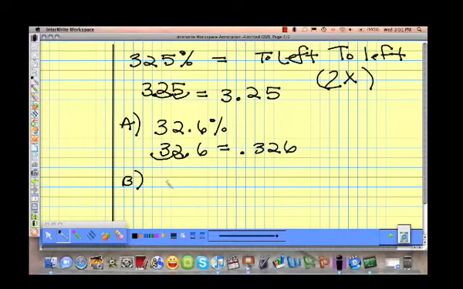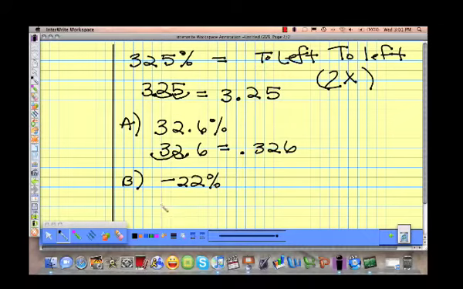Alrighty, here goes problem number B. Again, I'm going to ask you to hit the pause button so you can work on it, and hit the play button when you think you have a correct answer. It's going to be a trick problem. There's a negative in there. Let's see if you know what to do.